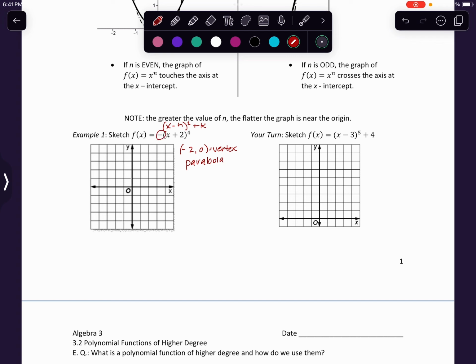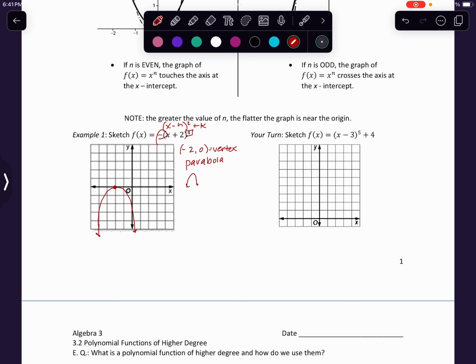Because of that negative, it is going to be going down. Oh, that's a bad parabola. Okay, so we're going to go negative 2, 0. Put that there. Now, I need to look at my exponent. It's a 4, so it's going to be a little bit flatter than what a regular one would be. So we're going to move that over, but we want it to be a little bit flatter. Let me try that again. There, that's a little bit better. We just want it to be a little bit flatter.